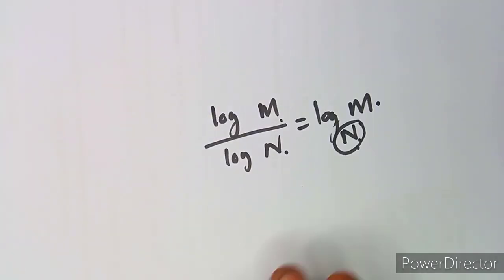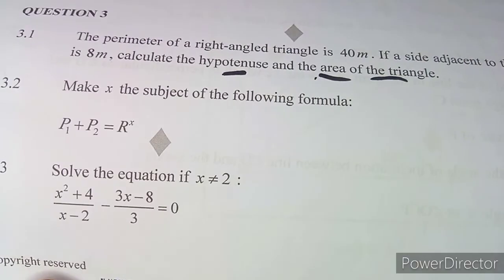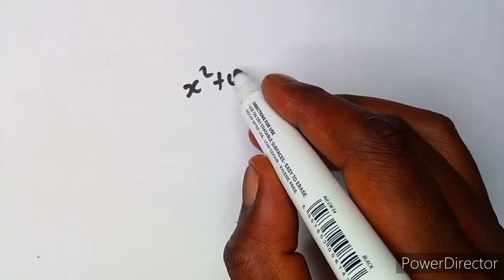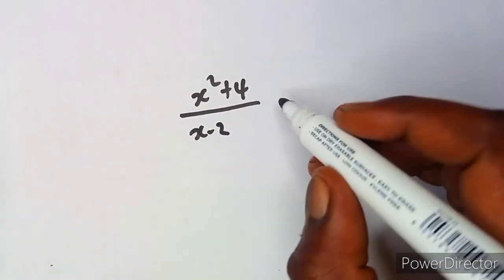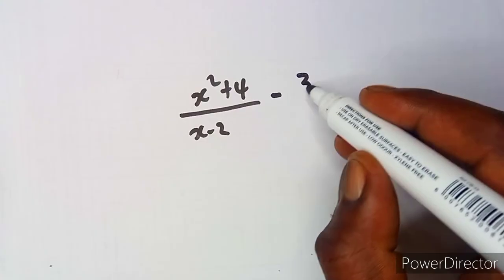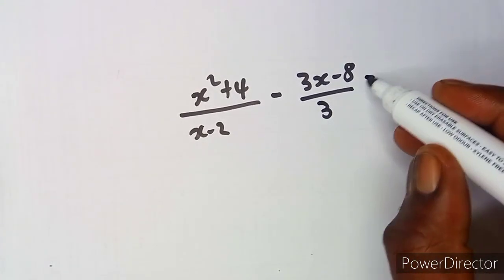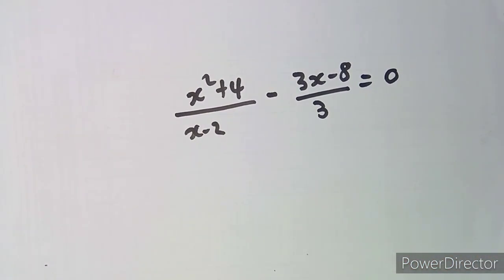Okay, so that's it for this question, and we are given to solve the equation. Solve the equation if x is not equal to 2. Okay, that's the equation of x squared plus 4 over x minus 2 minus 3x minus 8, everything over 3, and it's equivalent to 0, like this. And you're asked to solve for x.